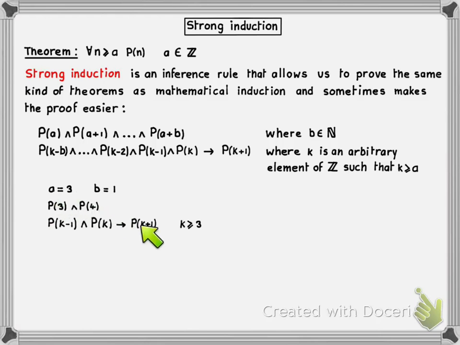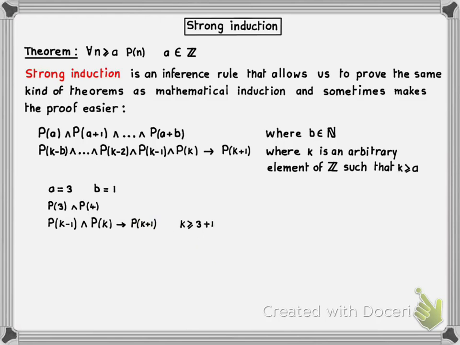So you see that it's not enough for k to be greater than or equal to a. The condition on k must be stronger. So how do we determine the minimum value of k? Well, we look at the general form here. What must be the case is that k minus b must be greater than or equal to a. In other words, k must be greater than or equal to a plus b. So in this case, k would have to be greater than or equal to 3 plus 1, that is 4.